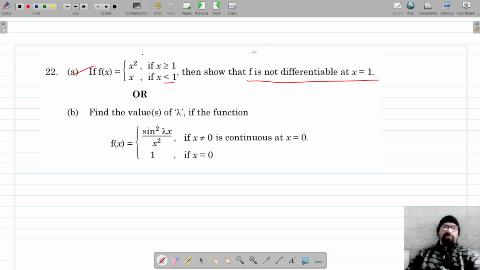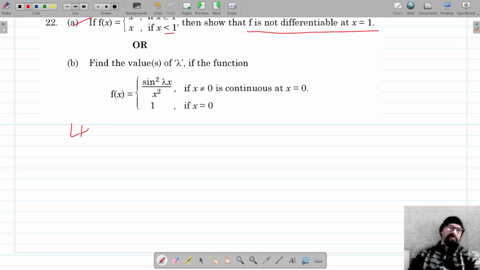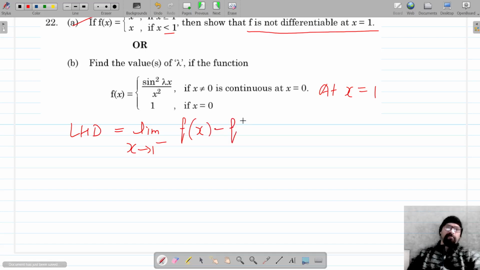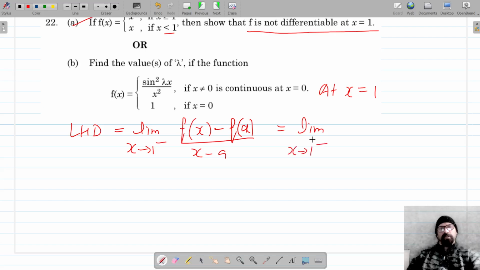So if it's not differentiable at x is equal to 1, that means the left hand derivative should not be equal to the right hand derivative. So let's find out the left hand derivative first. So left hand derivative, and we are doing this at x is equal to 1. This is the limit of f of x minus f of a upon x minus a, so this becomes limit x tends to 1 negative.